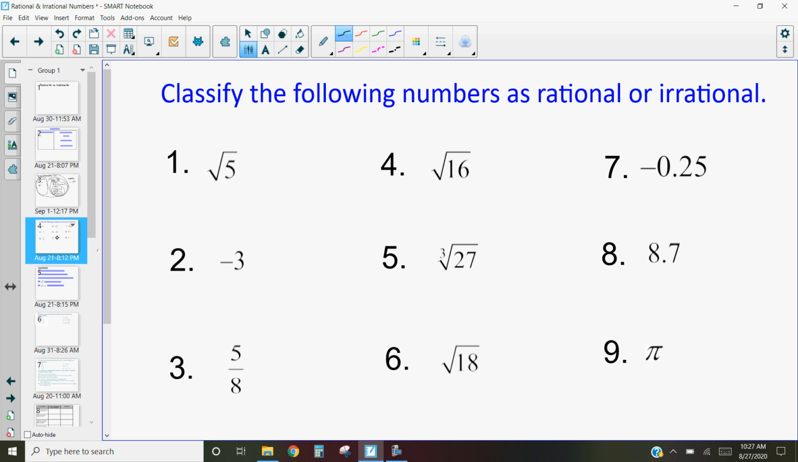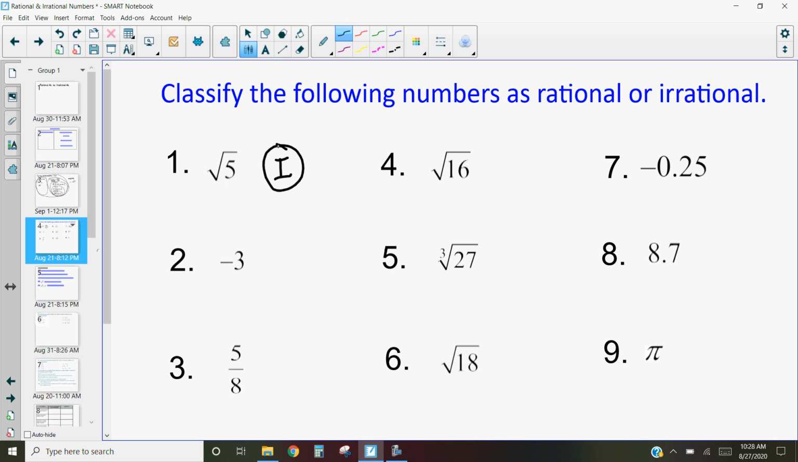So the square root of 5. If I take out my calculator and I did the square root of 5, what I would end up getting is something like 2.236067, blah, blah, blah. That's not a nice number. So this is going to be irrational. A quick tip with square roots is if our square root does not equal a whole number or an integer, then it's considered irrational.